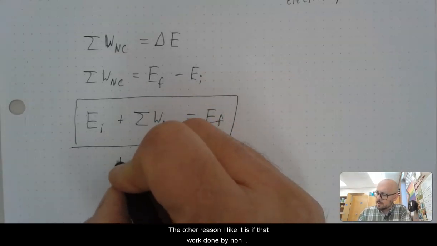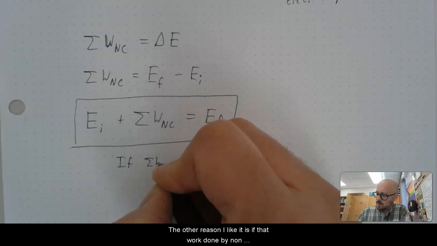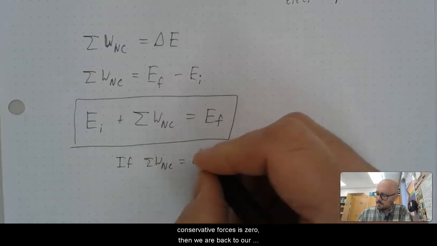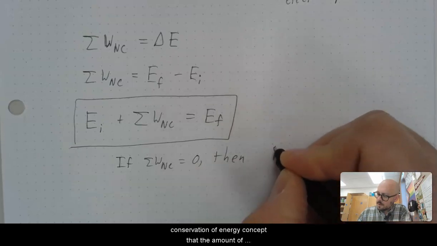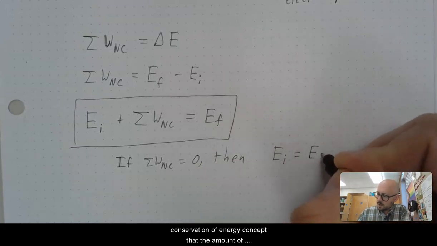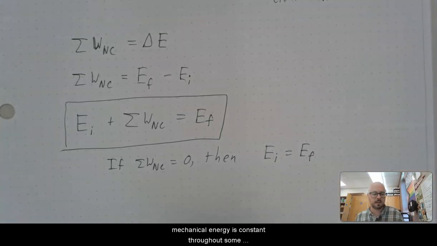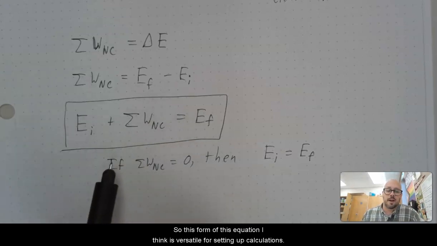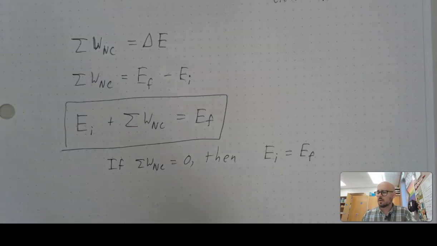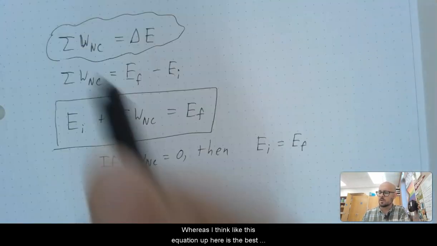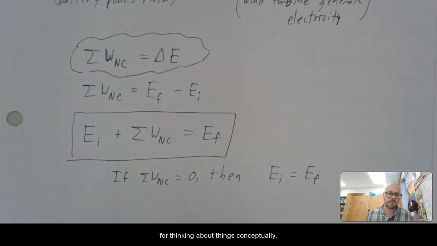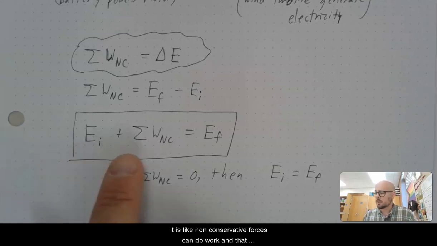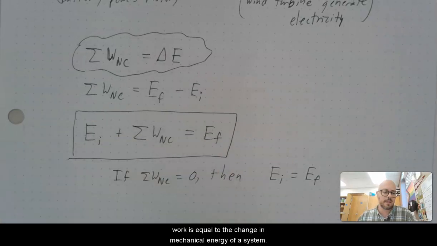The other reason I like it is that if the work done by non-conservative forces is zero, then we are back to our conservation of energy concept, that the amount of mechanical energy is constant throughout some amount of change. So this form of the equation is versatile for setting up calculations, whereas the equation up here is the best for thinking about things conceptually. You'll see all sorts of looks at this, but that's the general concept: non-conservative forces can do work, and that work is equal to the change in mechanical energy of a system.